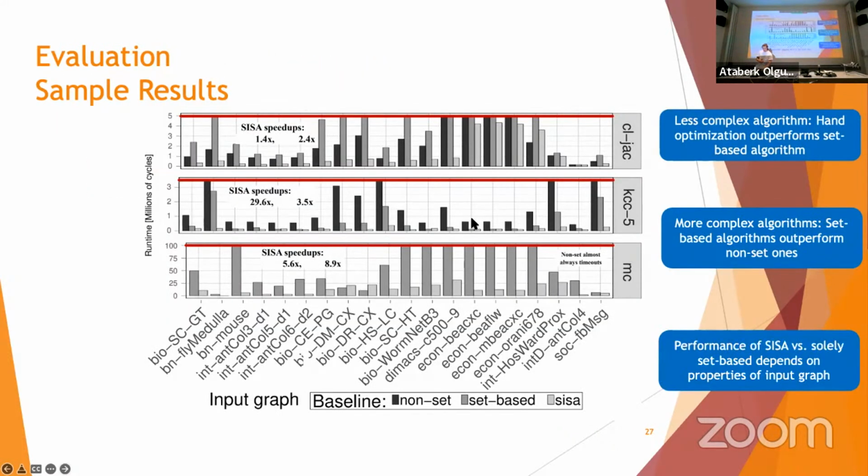Another important note here is that when we compare the performance of SISA versus the solely set-based algorithms, the properties of the input graph are important. Why? Because SISA is especially good when we can use processing using memory, because it's even faster than processing near memory. So if we have a very dense graph, then SISA will be way better. And in very, very sparse graphs, in the worst case, the set-based algorithm on the out-of-order CPU is even faster than SISA, but that's only in very few cases.